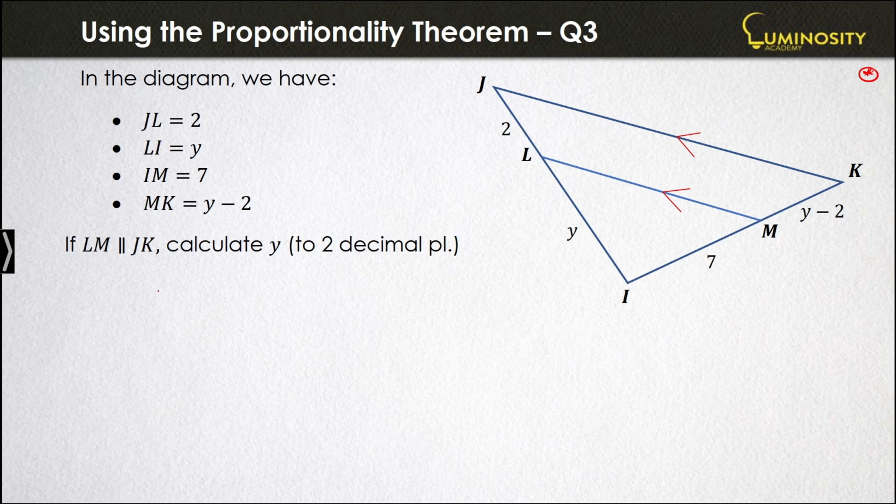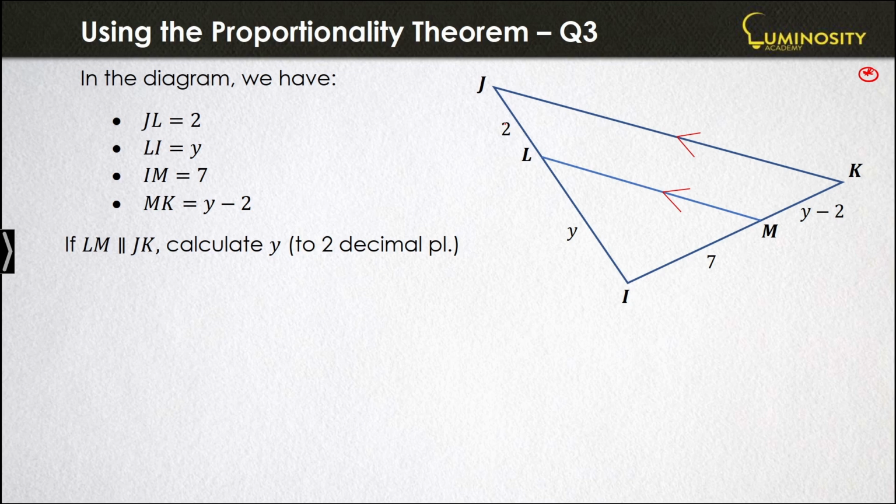So in the diagram, we have this larger triangle IJK, and a parallel line LM to the base JK. So we can essentially use the proportionality theorem here, because we have parallel lines in a triangle. Now we're given some information. JL is 2 units, LI is Y units, IM is 7 units, and MK is Y minus 2 units. They tell us that if these two lines LM and JK are parallel, calculate the value of Y to 2 decimal places.